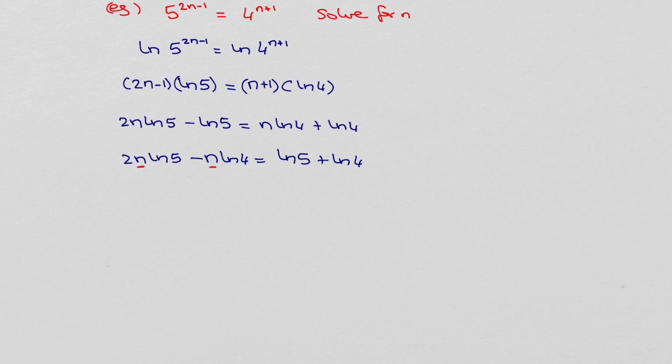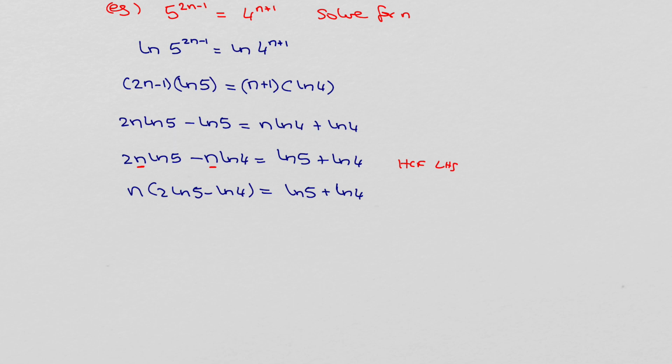So I'm going to take out the highest common factor on the left-hand side, which gives me 2 natural log of 5 minus natural log of 4. And on the right-hand side, I just have natural log of 5 and natural log of 4. I cannot add them, they are not like terms, okay? So we have to do that all on our calculator.